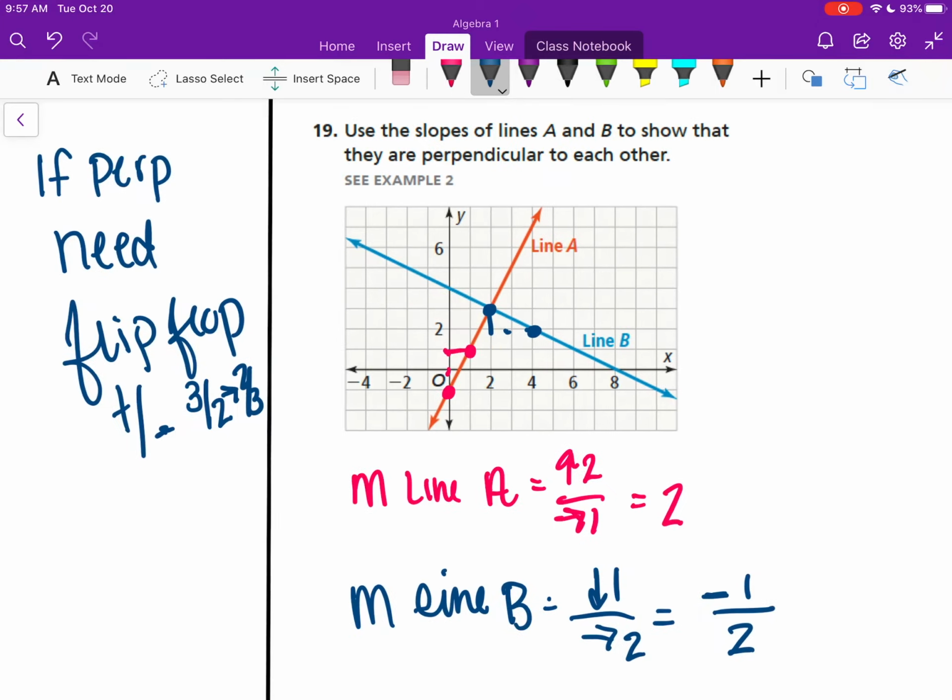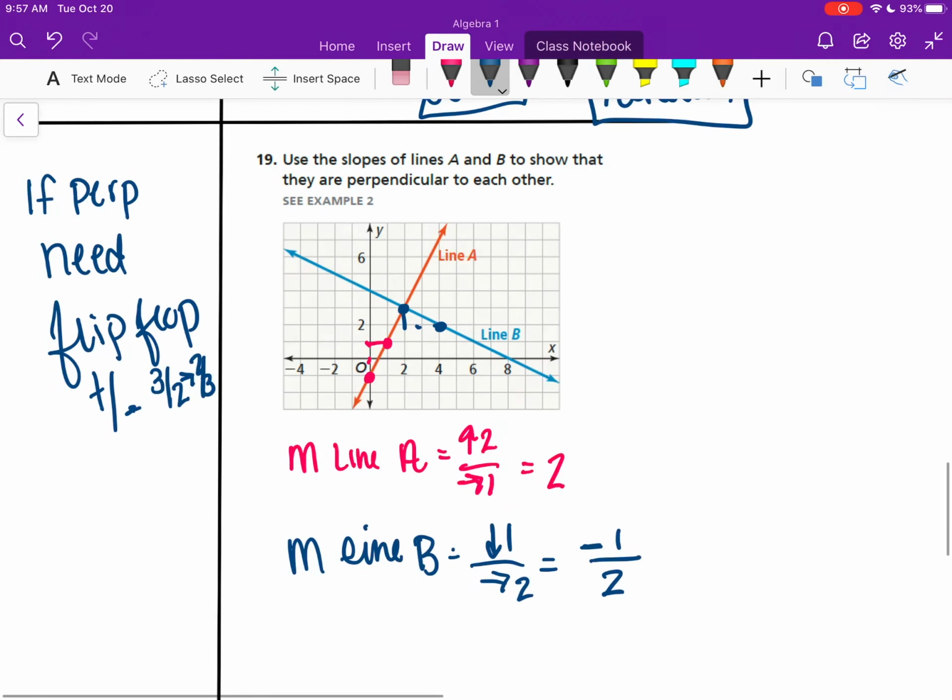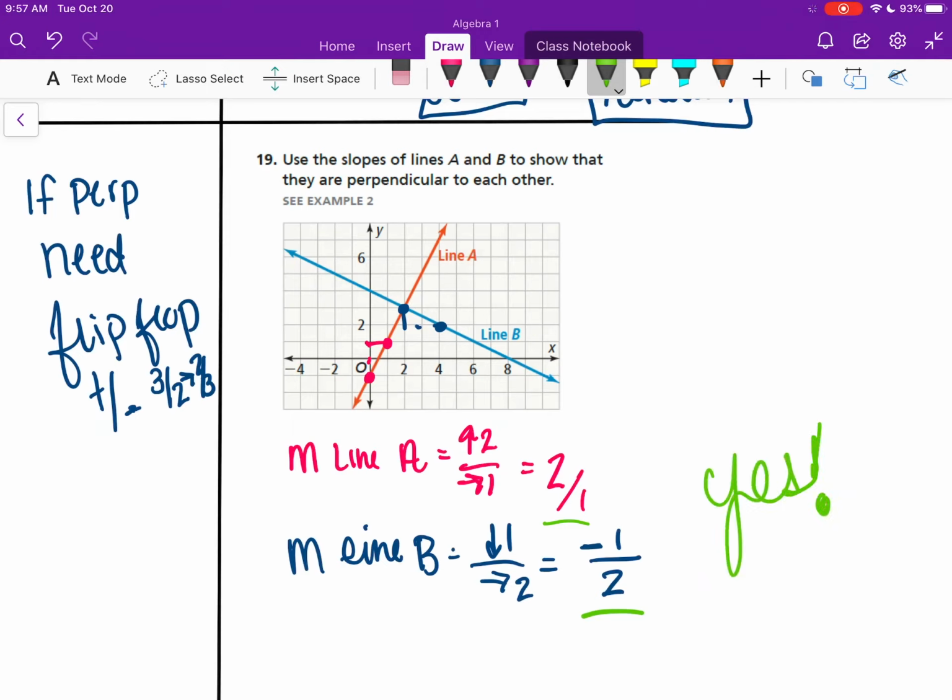And let's check it out. Are they a perfect flip-flop? So let's compare. Remember that that 2 is secretly over 1. So is 1 positive and 1 negative? Yep, we flipped the sign. Did we flop the fraction? 2 over 1 becomes 1 over 2? Yes. So yes, they are truly perpendicular because they have opposite reciprocal slopes.